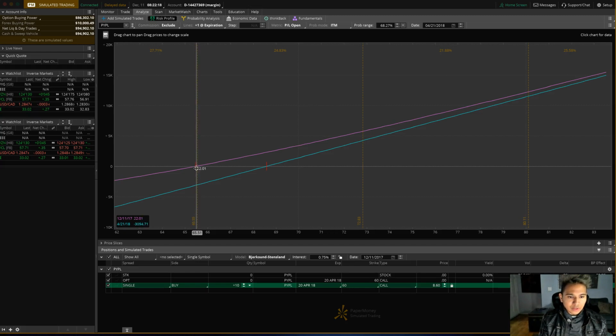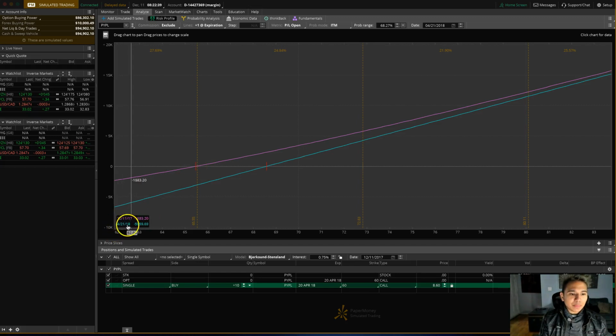So if it was $65 today, which is 12/11/17, and you bought the call at 860, which is my buy limit. You have to remember that I didn't click buy market, so that's why it's a little bit lower as far as the break even goes.